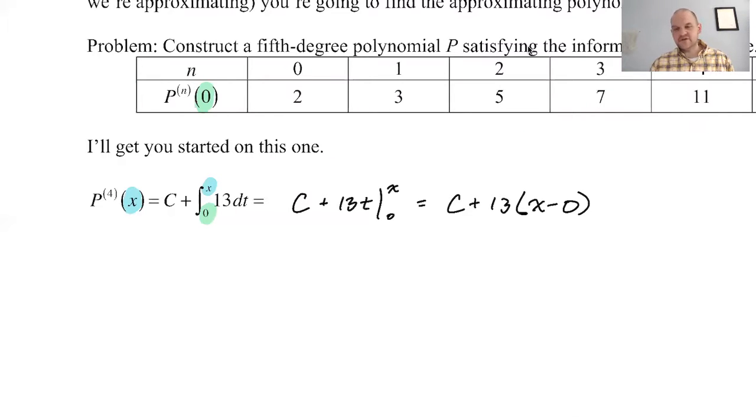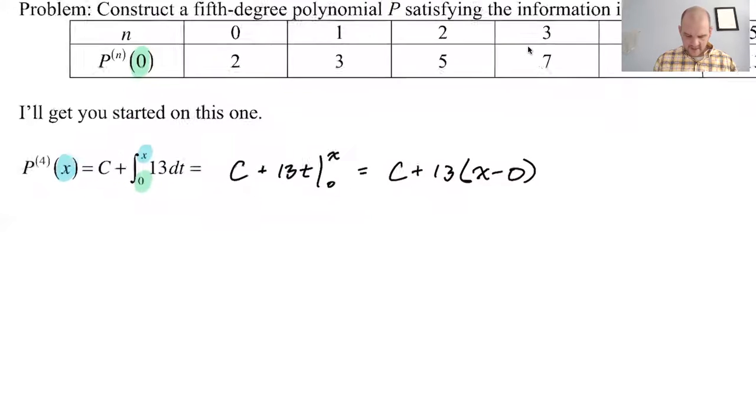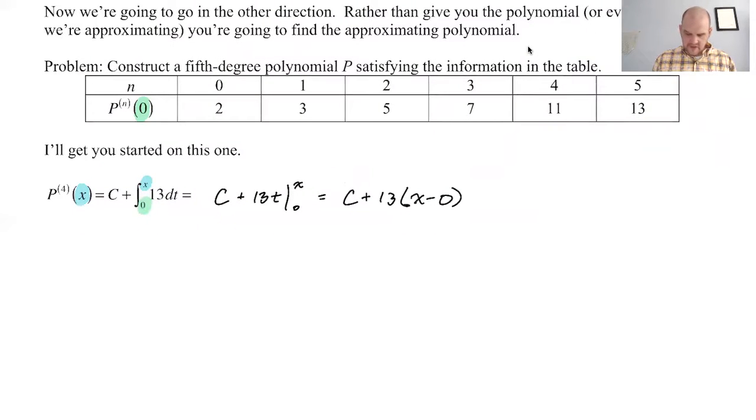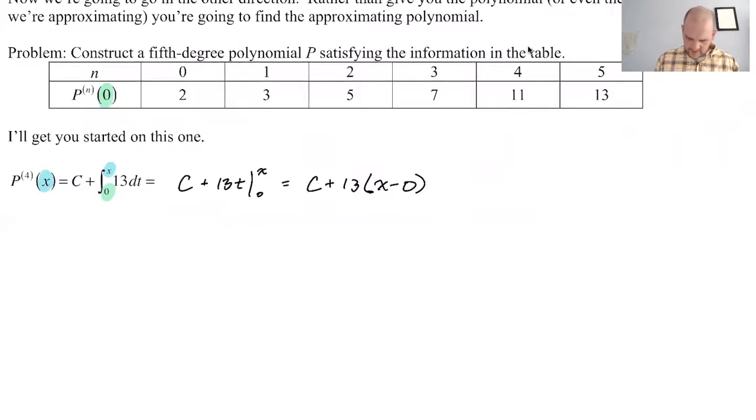You don't need to write that, you could just write x. But it's a good idea to start here. And now I need to solve for c. So how am I going to do that? Well, I know that the 4th derivative at 0 is 11. So since I know that p4 of 0 is 11, I automatically know that c here must be 11, because if I plug in 0 for x, you know that.